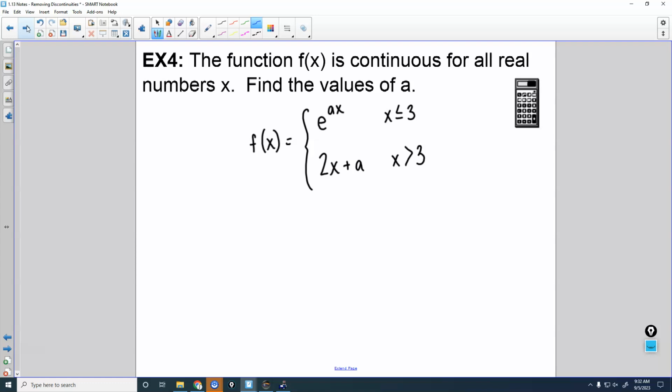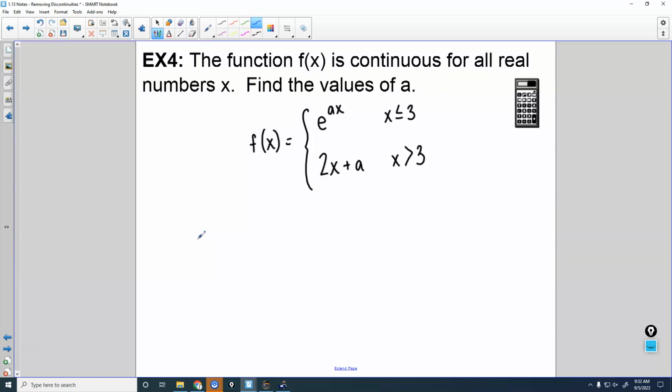All right, here's a calculator problem. Okay, now we're still going to write some of this out by hand, but we're going to need our calculator to get to our final answer on this because we're going to end up with something we don't know how to solve. So we're still going to write out our limit from the left and limit from the right.